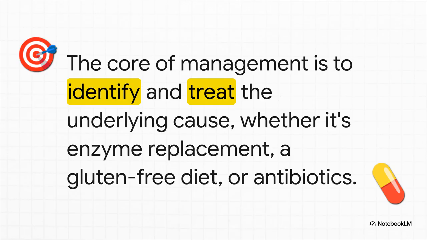Giving antibiotics to a celiac patient isn't going to work. Putting someone with pancreatic insufficiency on a gluten-free diet won't help. The treatment has to match the cause. So whether it's enzyme replacement or antibiotics or dietary change, that structured workup we've been talking about is your path to getting the patient on the right therapy.